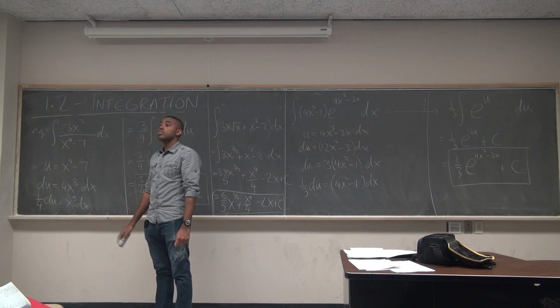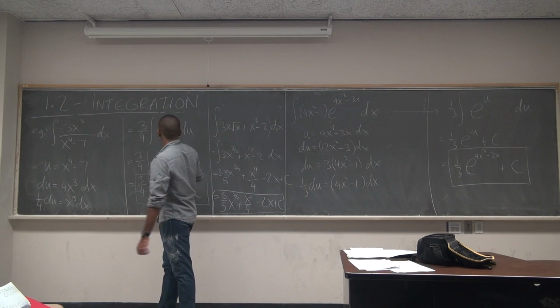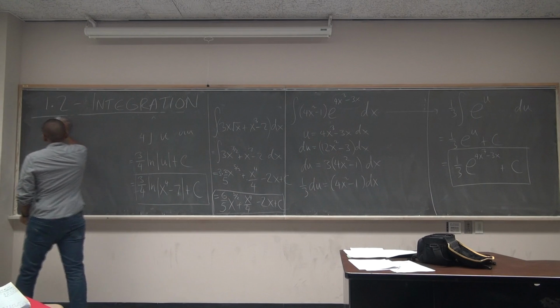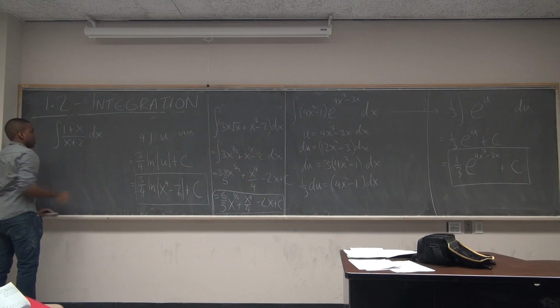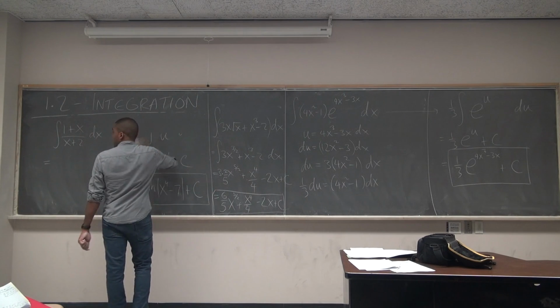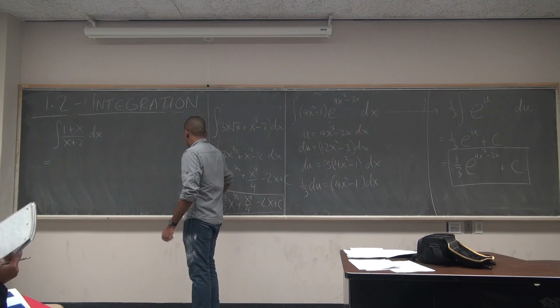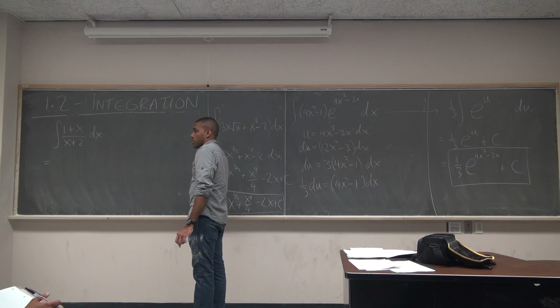How do you want to integrate 1 plus x over x plus 2? Oh, that's a hard one. Does anyone know? You have to divide it separately. You can do 1 over x plus 2 plus x over x plus 2. Okay. And then what?